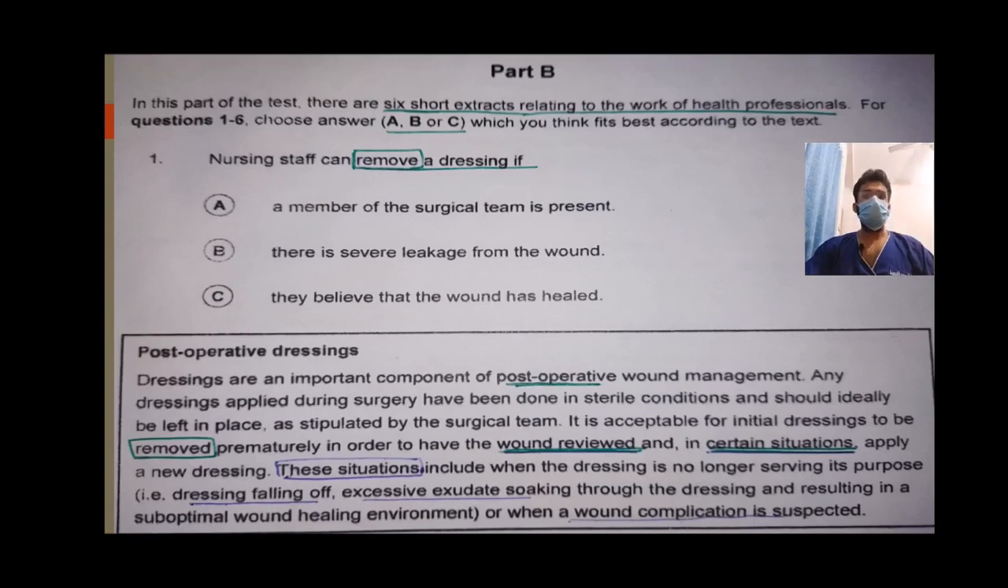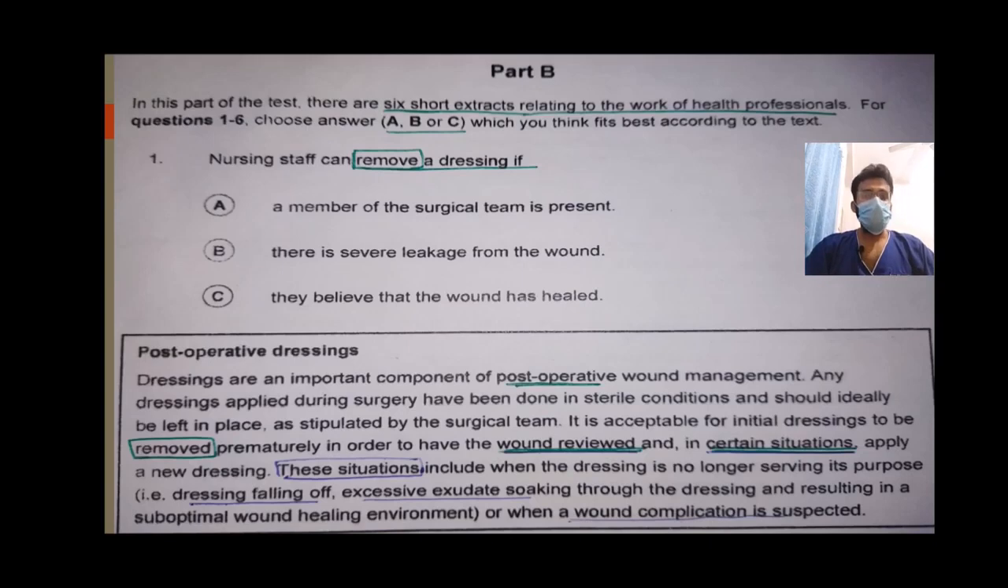Okay guys, let's discuss some examples of reading part B of the OET reading test. And keep in mind, don't waste your time reading the 2 lines given above. In this part of the test, there are 6 short extracts relating to the work of health professionals. For questions 1 to 6, choose answer A, B or C, which you think fits best according to the text. So don't read this, just go directly to question number 1. So let's start practice now.